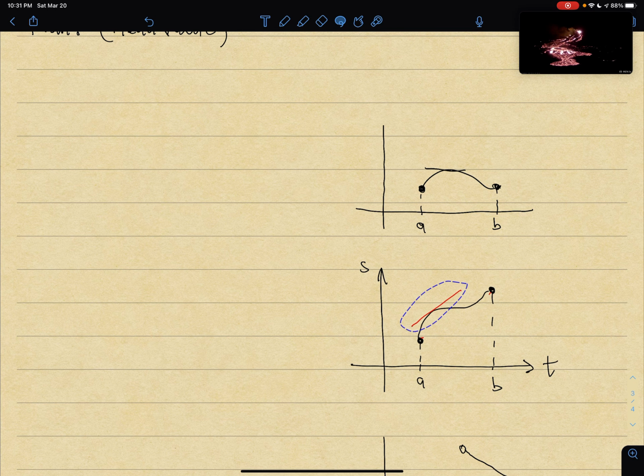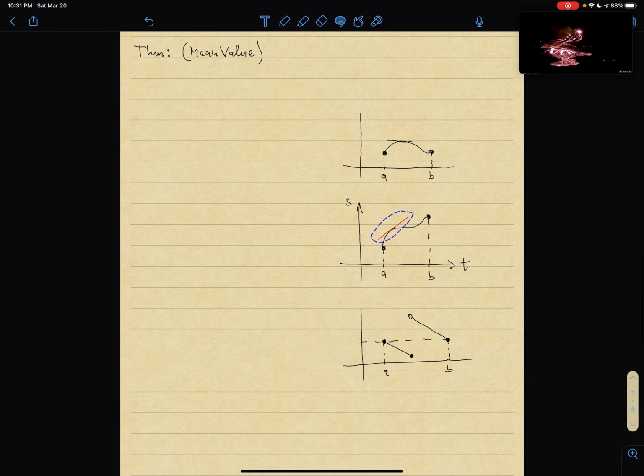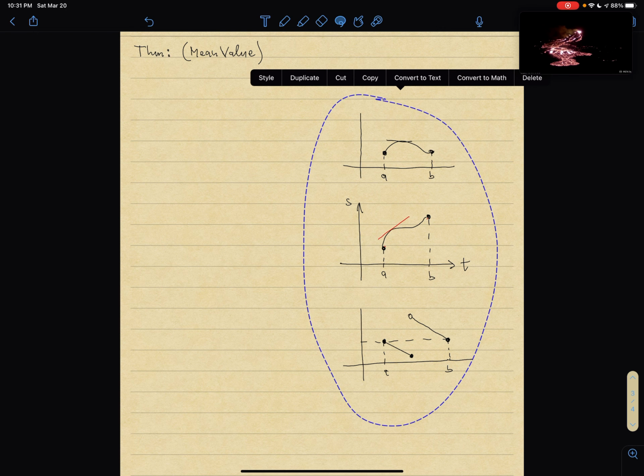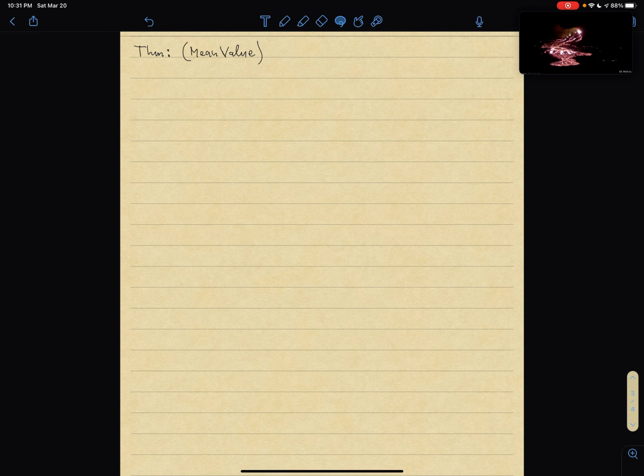Because if I'm riding in a car, I cannot always go faster than an average speed. Or I can always go slower than an average speed. I should always be moving with an average speed, at least at some times, to get from one point to another. Okay, so that's a lot of talking. Now let's write down the theorem and prove it.